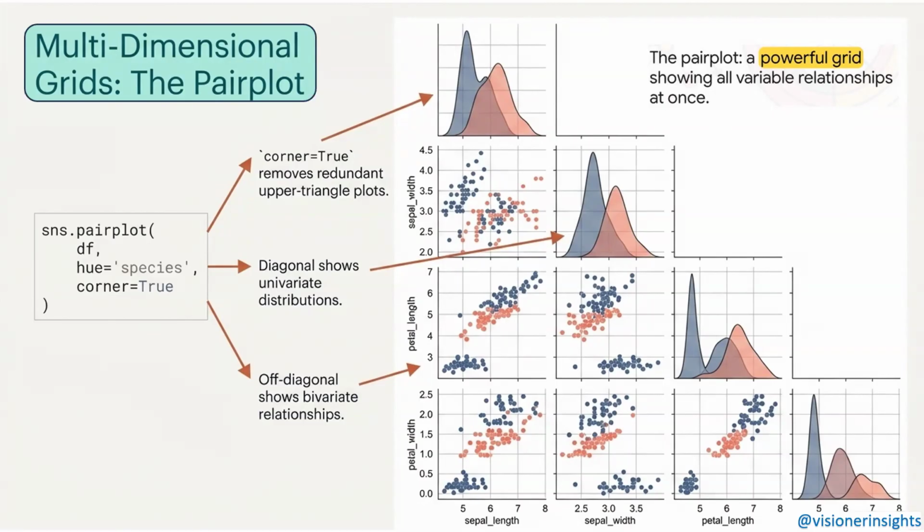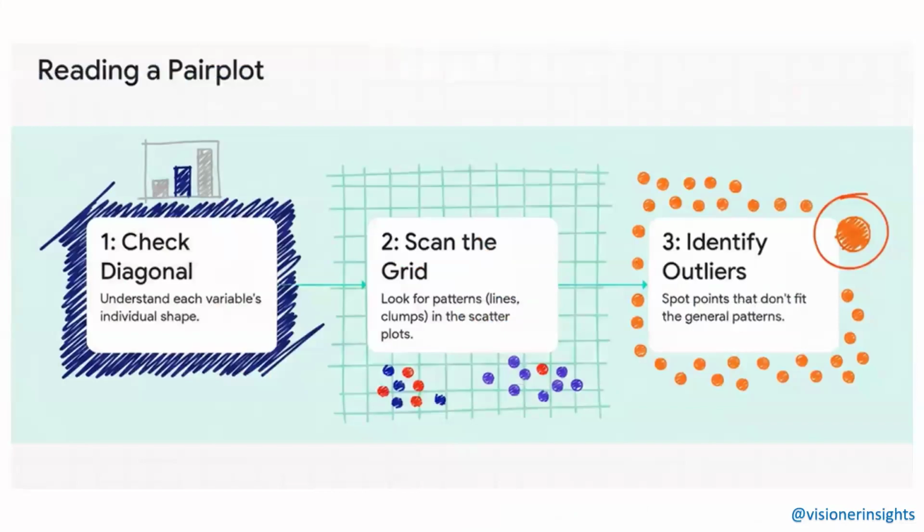So how do you actually read this thing without getting lost? It's really just 3 simple steps. 1, always start with the diagonal. You've got to understand each variable by itself first. 2, scan the grid. Just let your eyes wander over the scatter plots. Are you seeing straight lines, tight clumps of dots, or just random noise? And 3, look for the loners, the outliers. Those individual points that don't quite fit the pattern can often be the most interesting stories in your data. That's where the real gold is hidden.